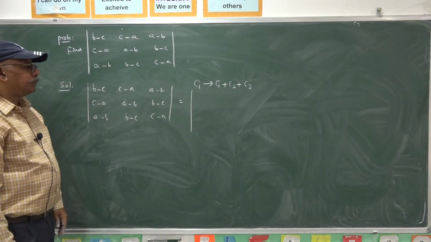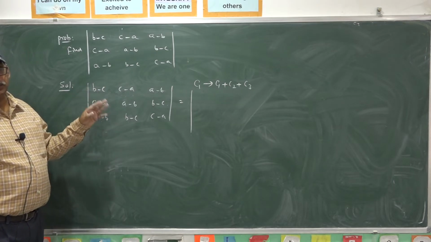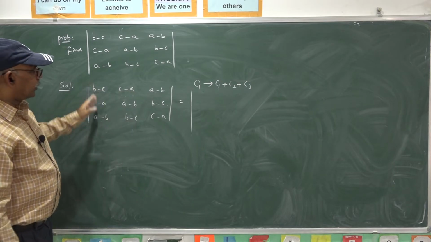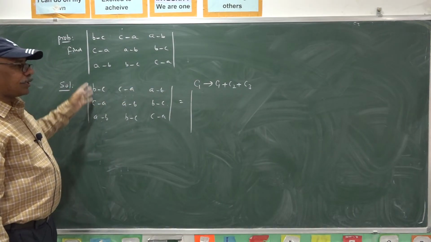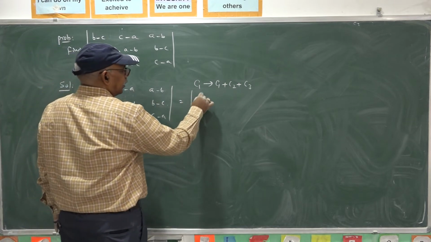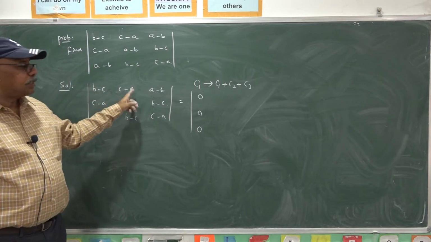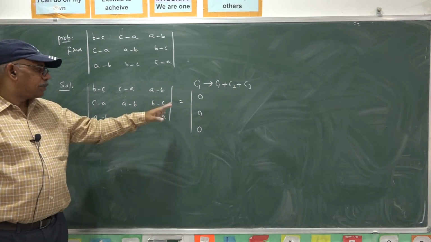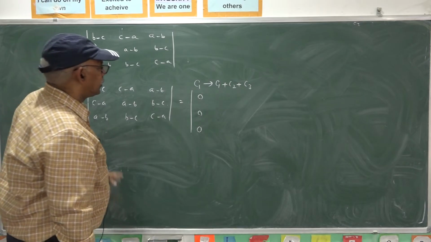You have to observe in such a way that we take C1 as C1 plus C2 plus C3, adding all the elements of column 1, column 2 and column 3, and writing that addition in the first column. We get 0 here, 0 here, and 0, because b minus c plus c minus a plus a minus b is clearly 0. Similarly, c minus a plus a minus b plus b minus c is 0, and a minus b plus b minus c plus c minus a is also 0.